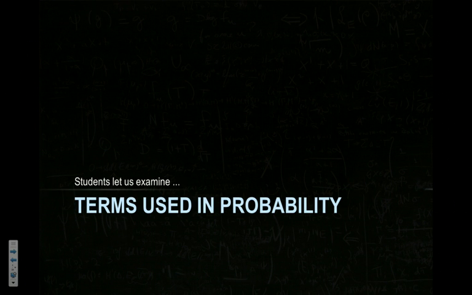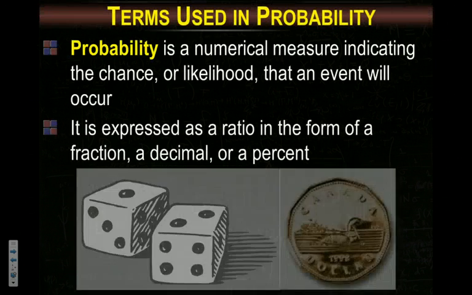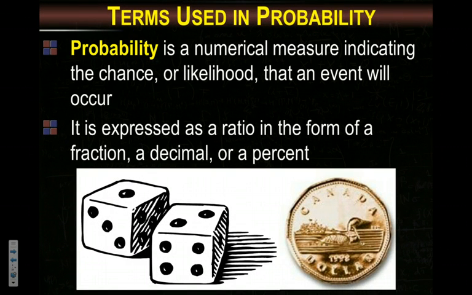Okay, so here's the terms used with probability. Probability itself is the numerical likelihood of some event occurring, okay? Expressed in either a ratio or a fraction or a decimal or a percentage. It represents a value to you.